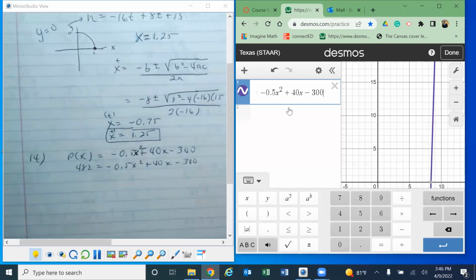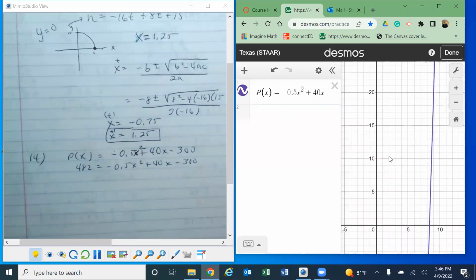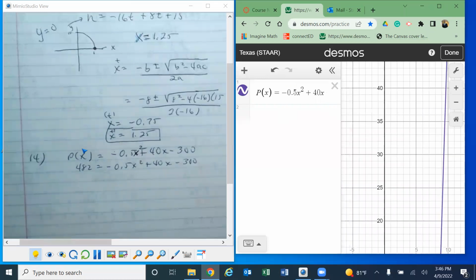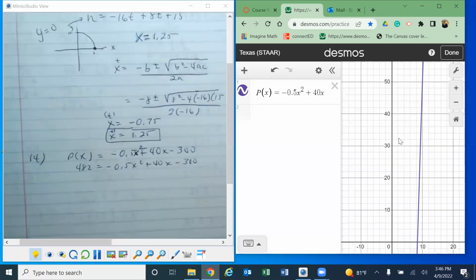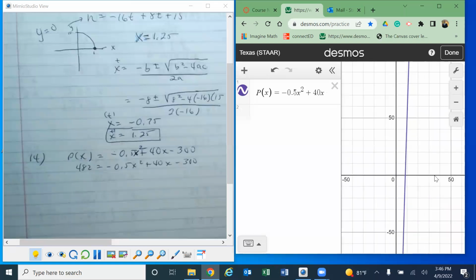Okay, so there's our equation. I'm going to zoom out a little bit. Remember, we're looking for 482. You would have to scroll because this is y. This is the y value. P of x means y, so this is the y value. So we know this is the profit. This here represents the number of shirts we sold. So we're going to try to find this out.